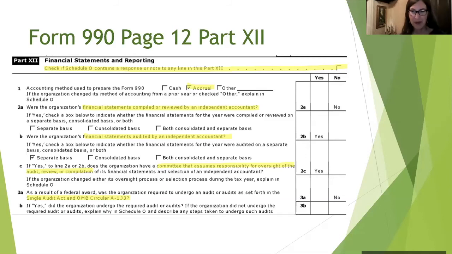Also, I don't know if any of you are large organizations, but there's something called a single audit. If you get more than $750,000 a year from the federal government, then you'll have to do this special audit called a single audit. But I would bet most of you don't have to do that.